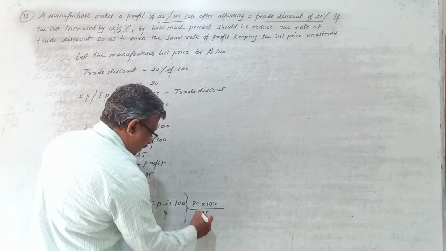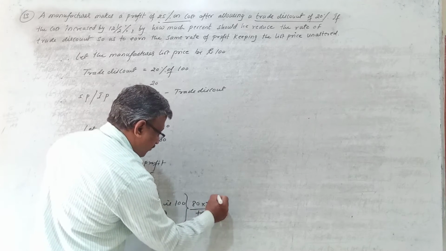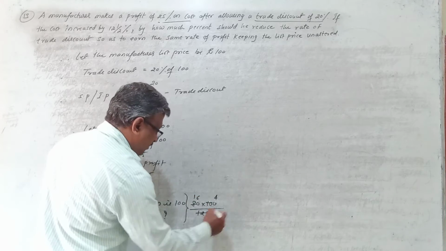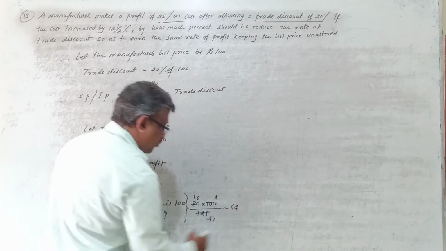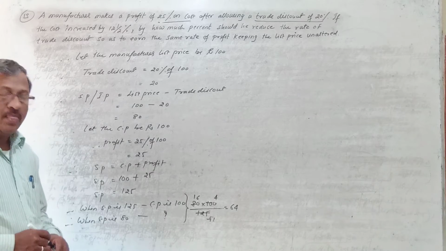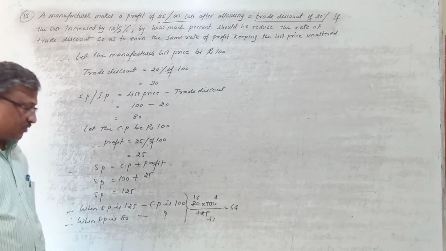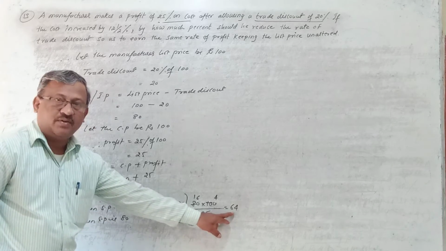So it is 25 5s are 25, 4s are... 5 1s are 5, 5 6s are 30. So it comes to how much? 64 rupees. Means what should be the cost price? It is 64 rupees. Means this is the cost price of the manufacturer.